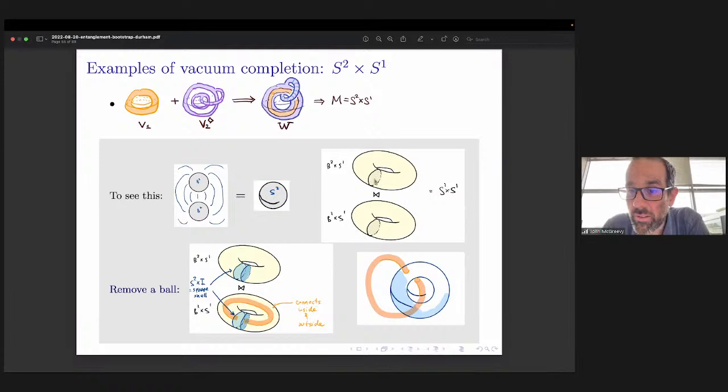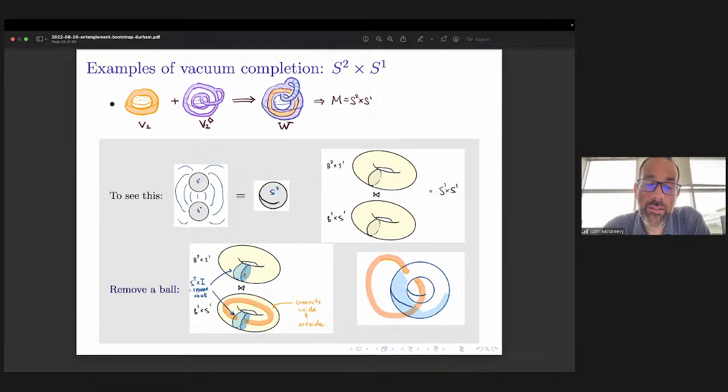It's S2 times S1. Okay, now cut out a ball from this, an arbitrary little ball, and try to grow the ball that you cut out as much as possible. So I claim that what's left is this blue region here, which is a ball times an interval.